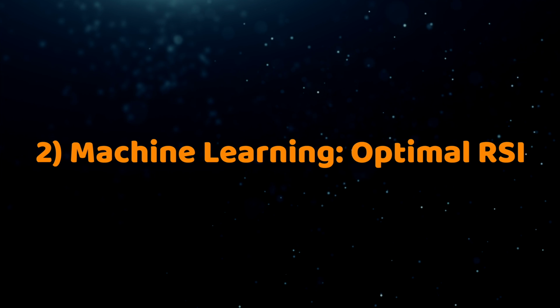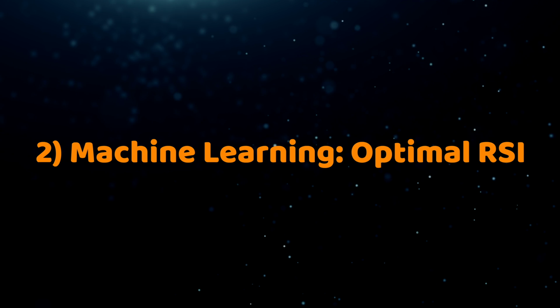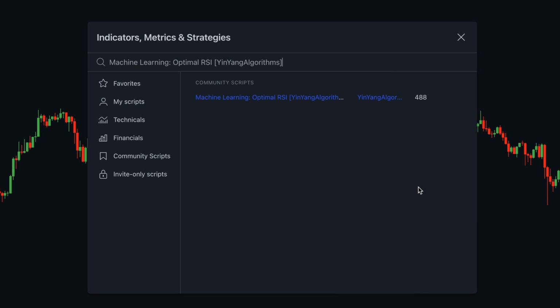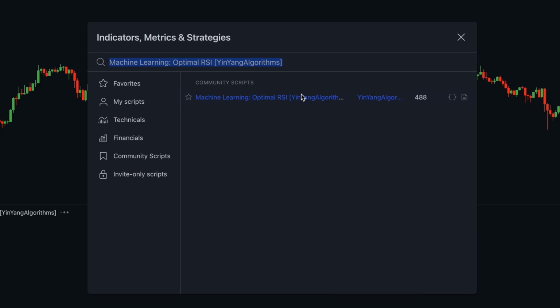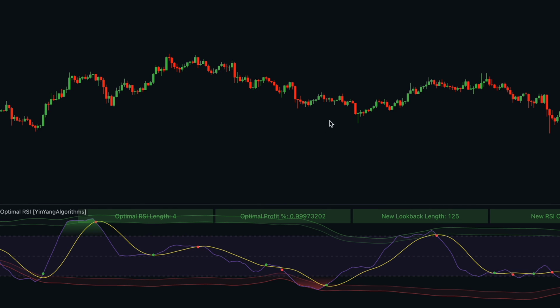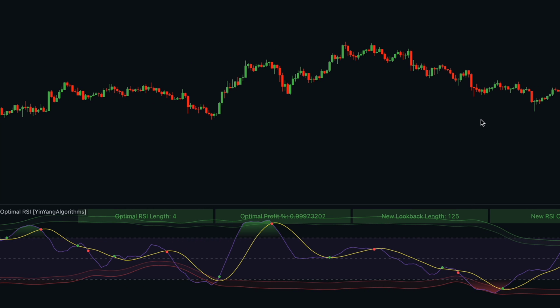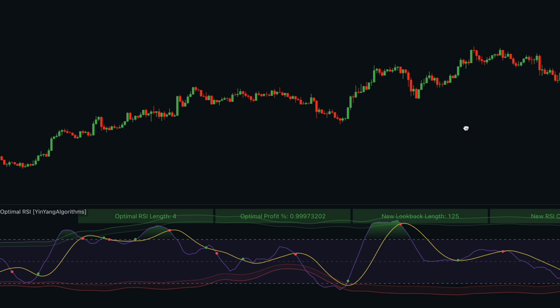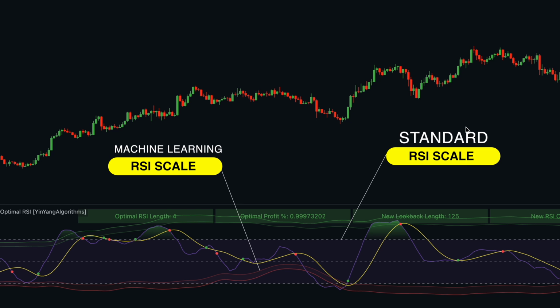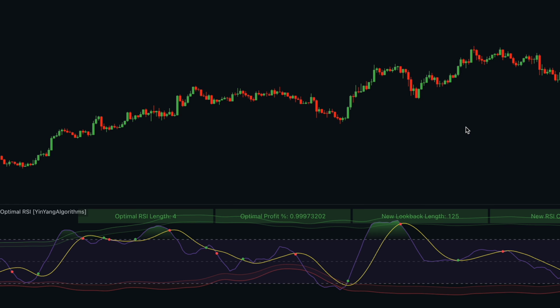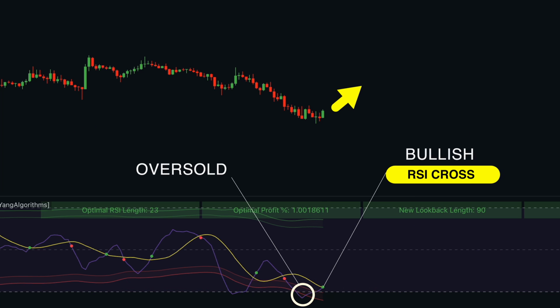In second place, I put an artificial intelligence-based indicator called the Machine Learning Optimal RSI by Yin-Yang Algorithms. This artificial intelligence RSI is 10 times more effective than the old version. What this AI indicator does is, it basically rates multiple different lengths of RSI to determine which RSI to RSI MA cross produces the highest profit within the look-back span. This optimal RSI is then passed back and used as input into a machine learning calculation.